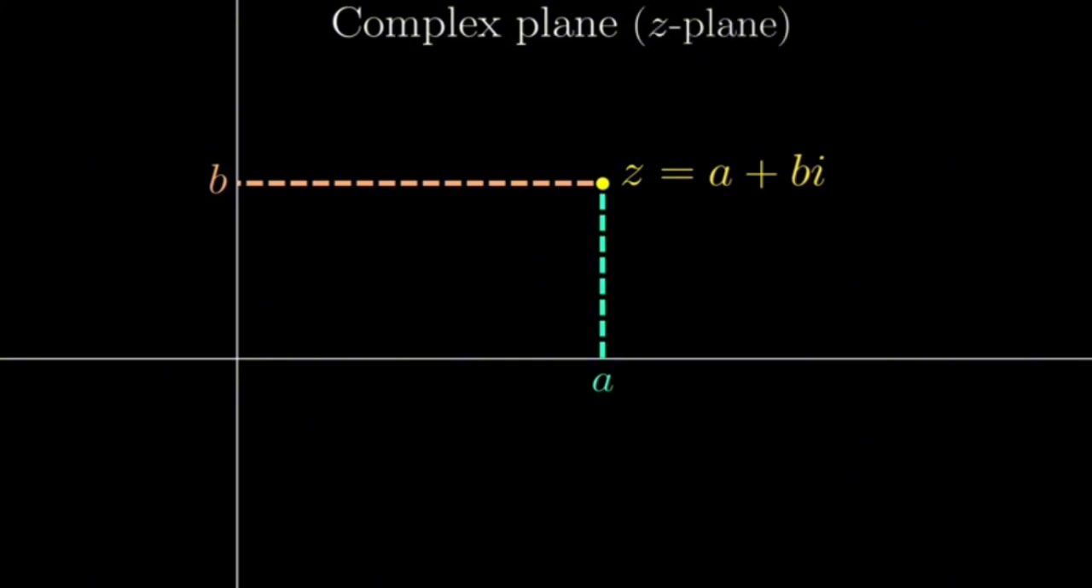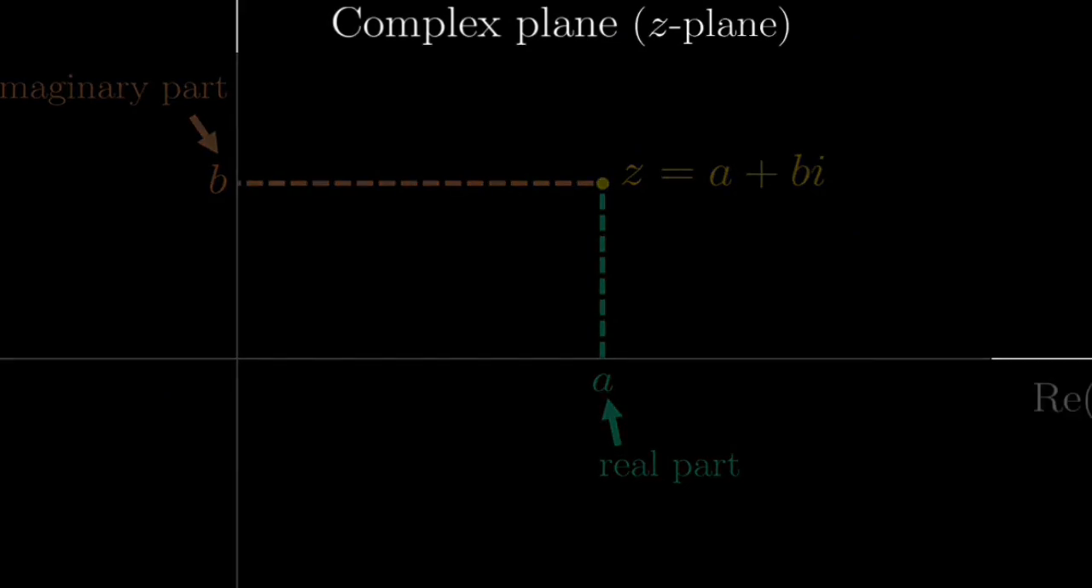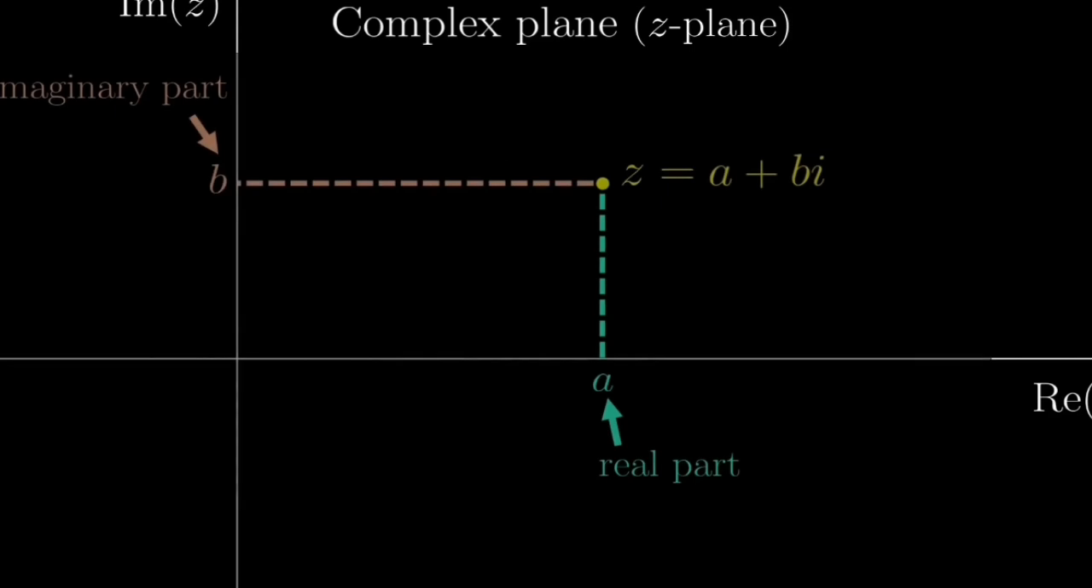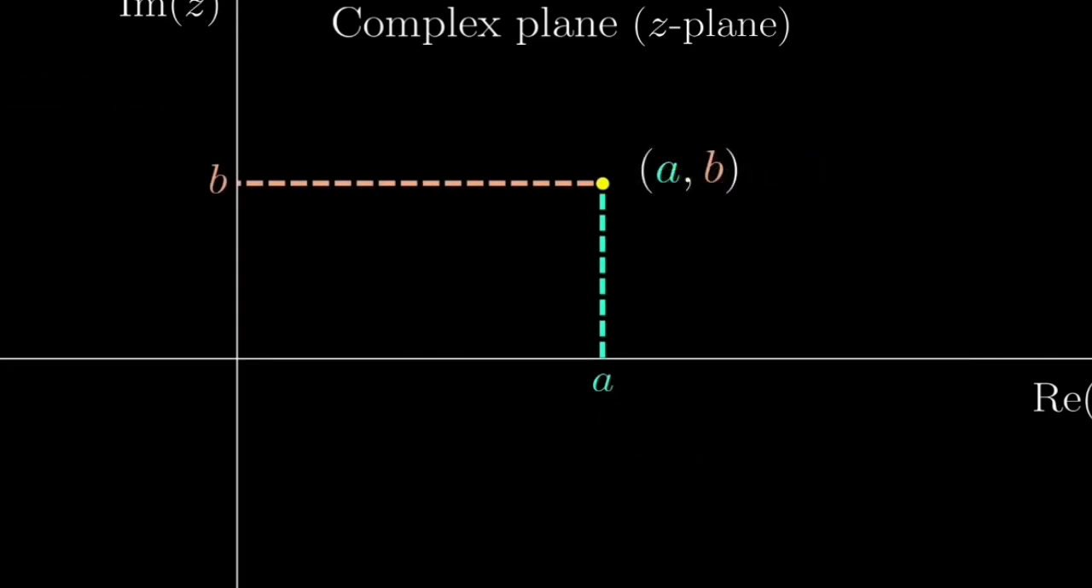Now, since a is the real part and b is the imaginary part, the horizontal axis is the real axis, usually labeled as Re(z), and the vertical axis is the imaginary axis, usually labeled as Im(z). However, this is only one way of thinking about this point, the Cartesian way. There is another, the polar coordinates.